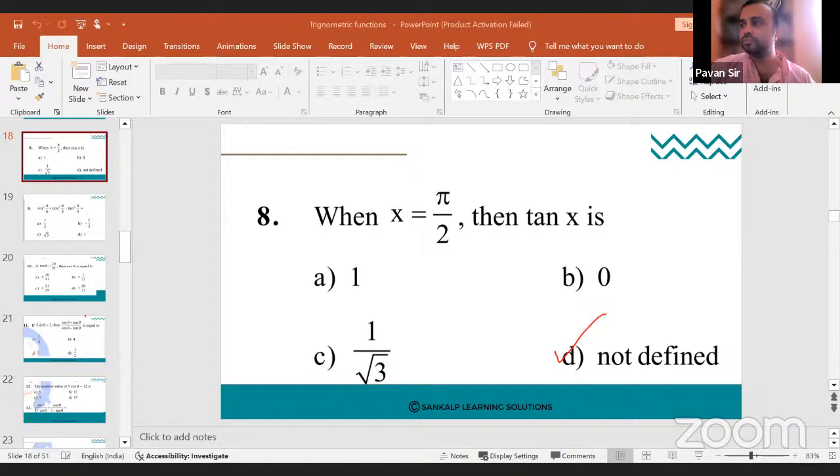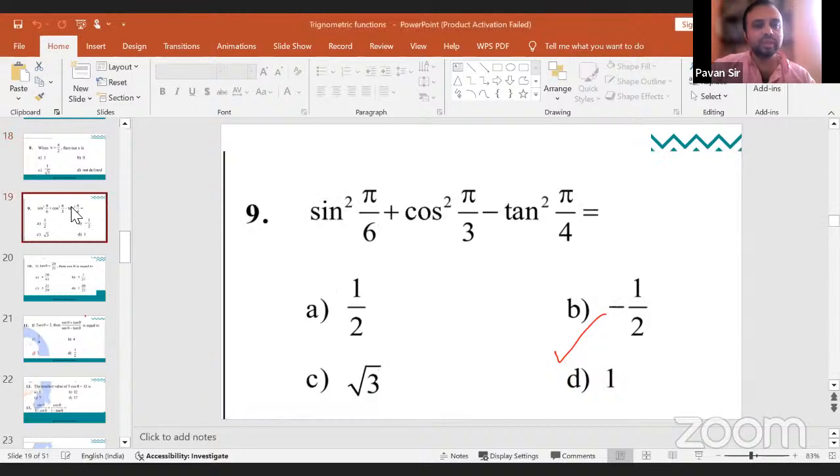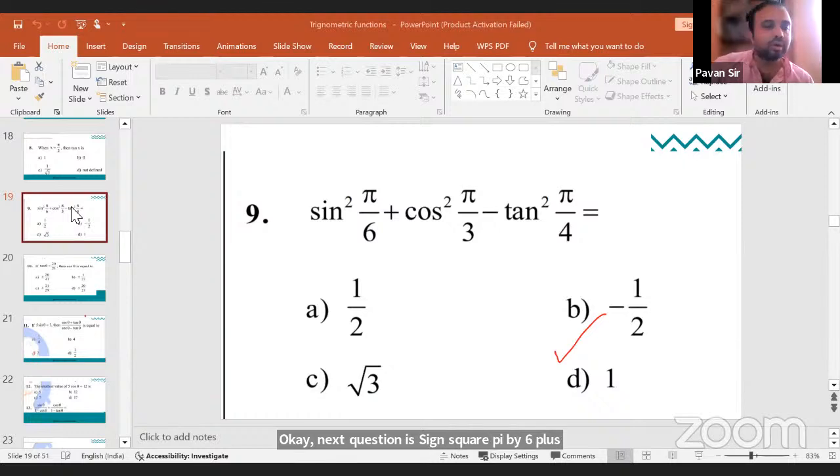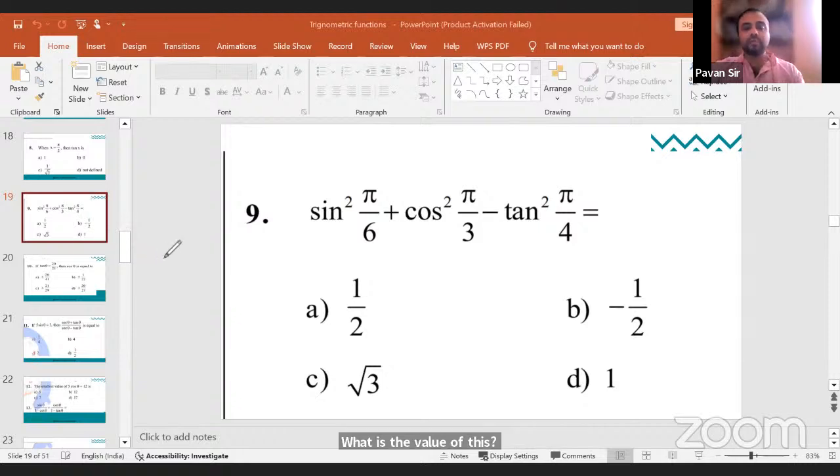Okay, next question is sin square pi by 6 plus cos square pi by 3 minus tan square pi by 4 is equal to what? What is the value of this? I'll erase the answers. Don't depend upon those answers which are ticked because I have to clear the drawings. Yes, try. Sin square pi by 6 plus cos square pi by 3 minus tan square pi by 4. The value of this is what?